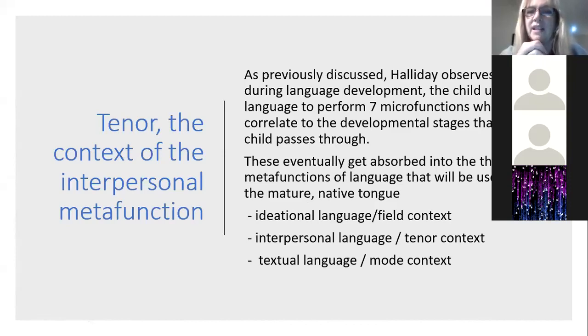So as previously discussed, Halliday observes that during language development, the child uses language to perform seven microfunctions. We talked about this, just reviewing that. They're going to go through the developmental stages. In the first couple of years, they're learning language so that they can perform those four early microfunctions, and then the other three come later. The other three are about the environment, the first four about needs and so on. But these eventually get absorbed into the three metafunctions of language that will be used by the mature native tongue.